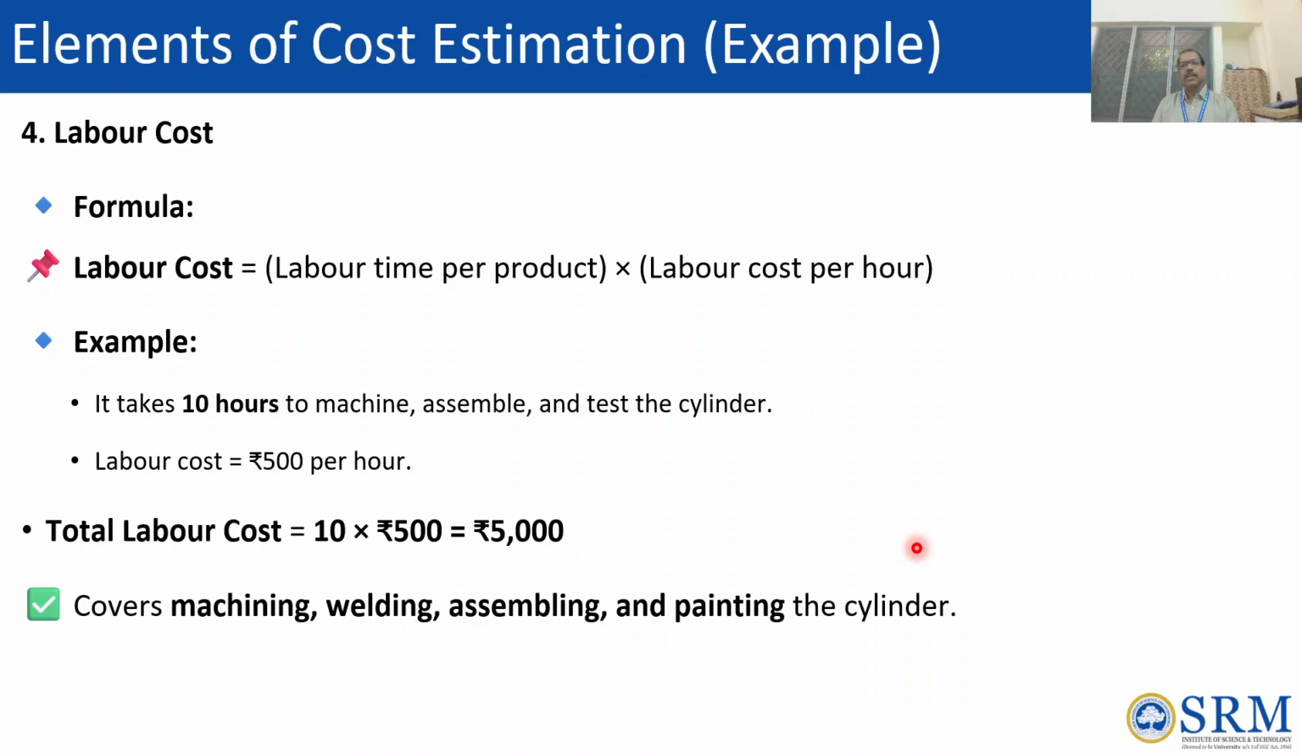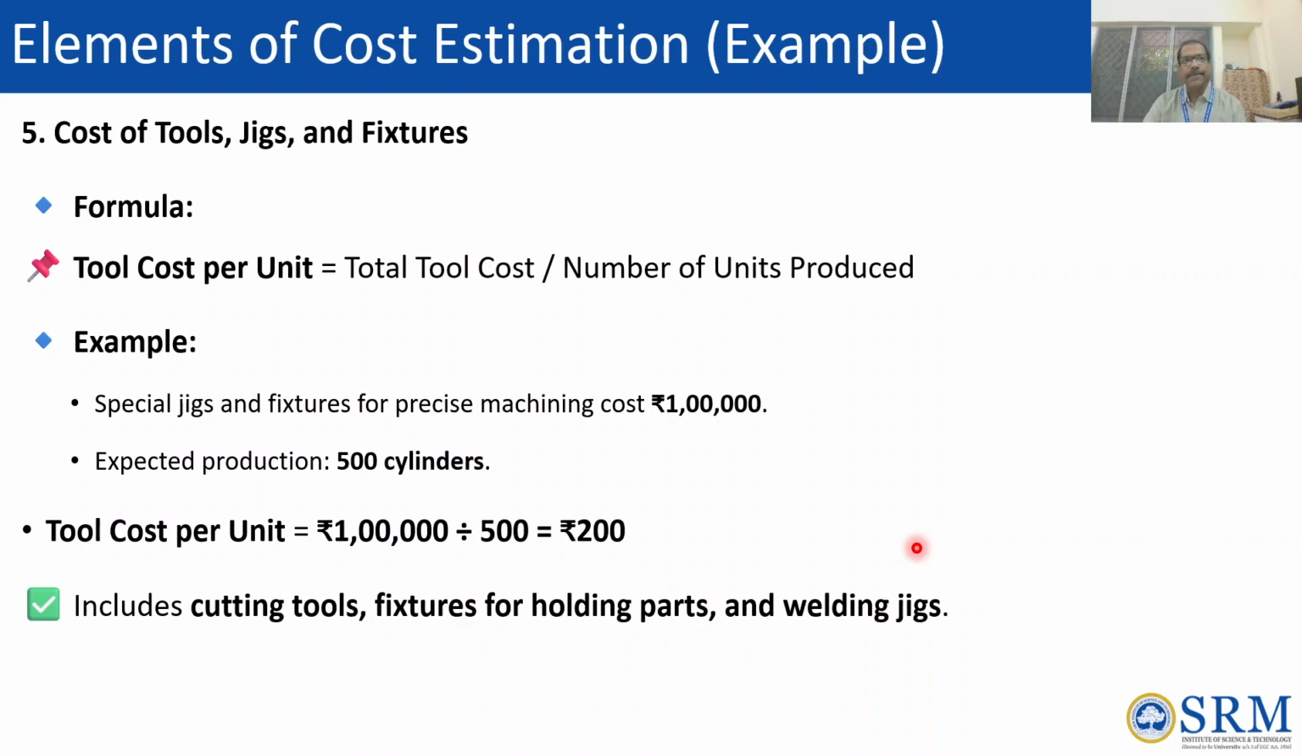So the labor cost per hour is 500 rupees. So 500 times 10 hours will be 5,000 rupees total labor cost, which covers welding, machining, assembling, painting, etc. All the labor costs are included. Again, how many hours are needed, and what is the cost? Then tools, fixtures, jigs, and their cost.